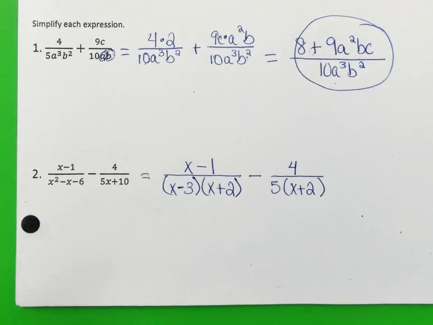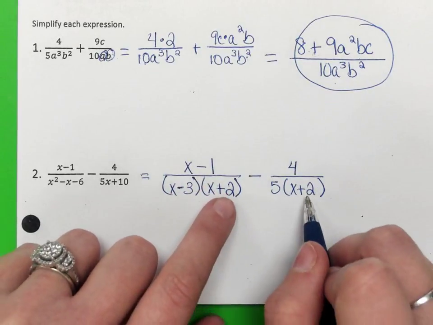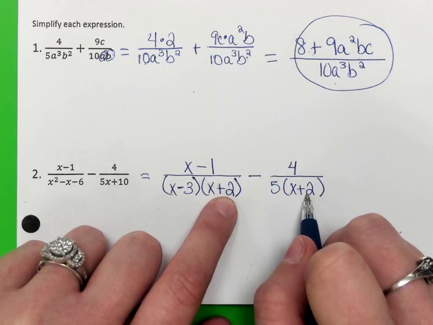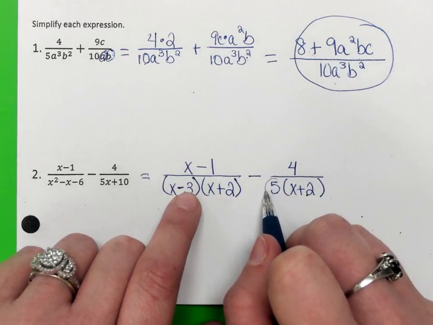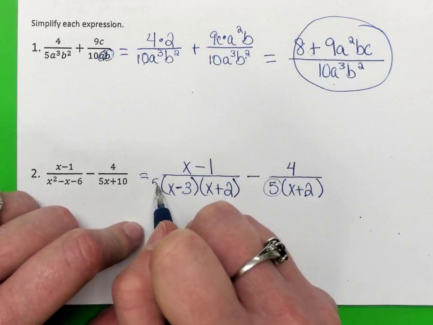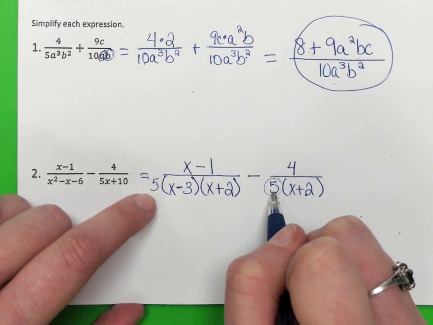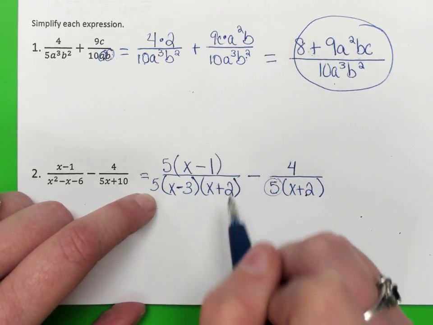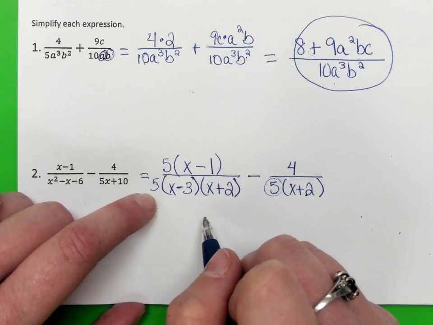All right, you ready, Chris? This is kind of what we were talking about earlier. All right, so here we go. They both have an x plus 2, right? So I'm not going to do anything with those. This one has a 5, but this one doesn't. So if I multiply this bottom by 5 to make them match up, I have to do the same thing to the top. Does that make sense, Chris?